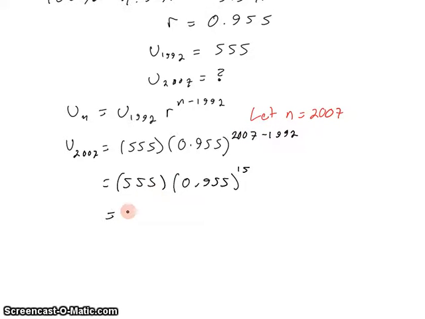When we punch this into our calculator, we get a result. It's 278.19. But we're talking about members of a colony, and we can't have 19% of a member. So we can't have a quarter of a member or a fifth of a member. So we're going to round this down to approximately 278 members of the colony in 2007.